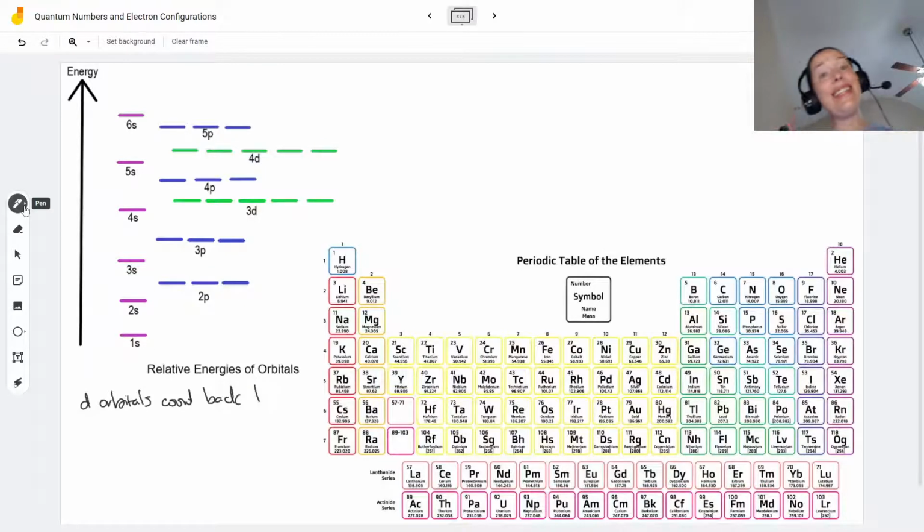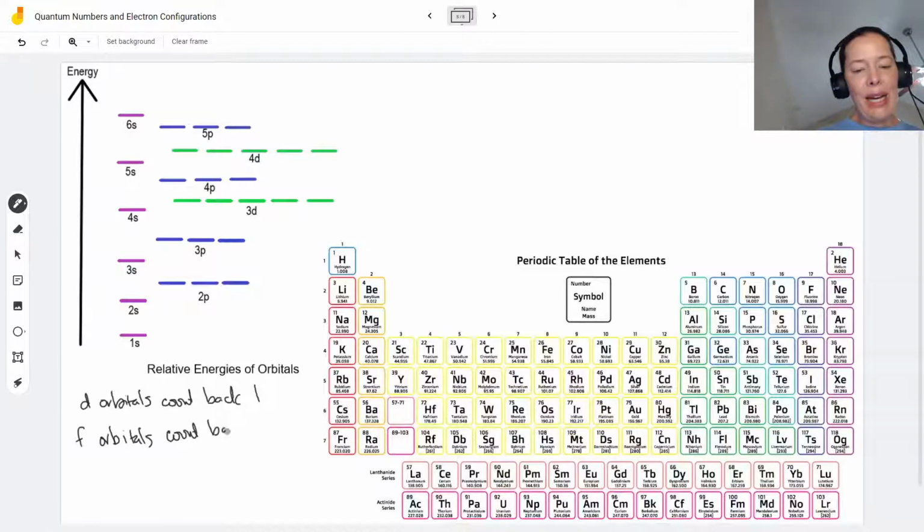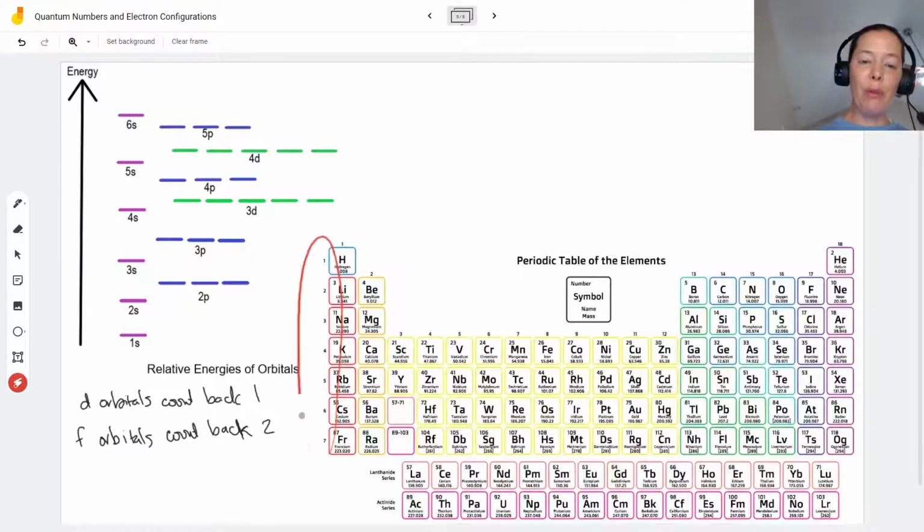So I'm going to add a second rule to my d orbitals count back 1, and that is f orbitals count back 2. All right, so these are the 2 rules you need to remember and how they correspond to the periodic table. Your d's, you're going to count back 1, and your f's, you're going to count back 2. And I mean count back 1 or 2 from your principal quantum number, these numbers right here that are giving numbers to your periods or your rows on your periodic table.